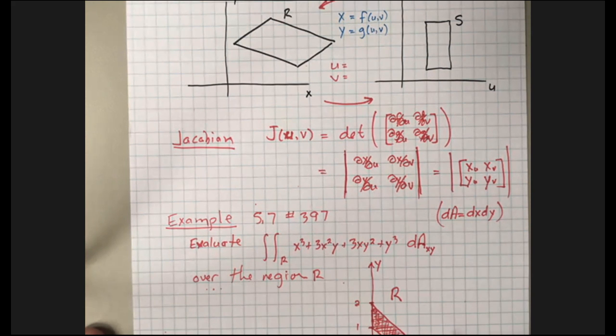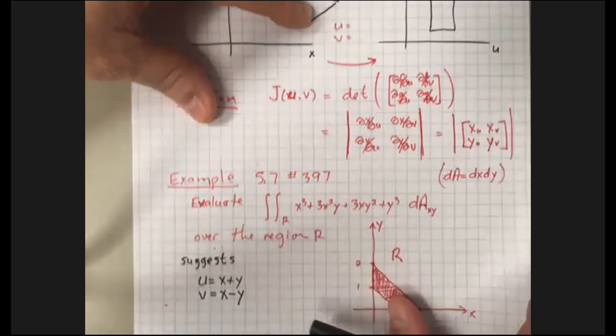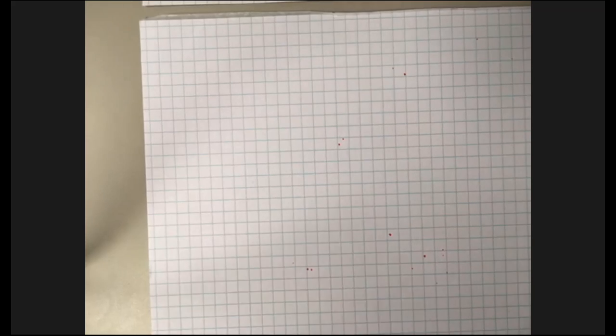So the question is, could I choose a coordinate transformation that would make this easier to execute? And the author suggests this coordinate transformation: u equals x plus y, and v equals x minus y. Now that's just a partial suggestion, and we're going to have to draw it to find out why. They're telling us to look at this region in a different coordinate system, the UV coordinate system. So we're going to redraw this side by side, x, y coordinates and u and v coordinates.